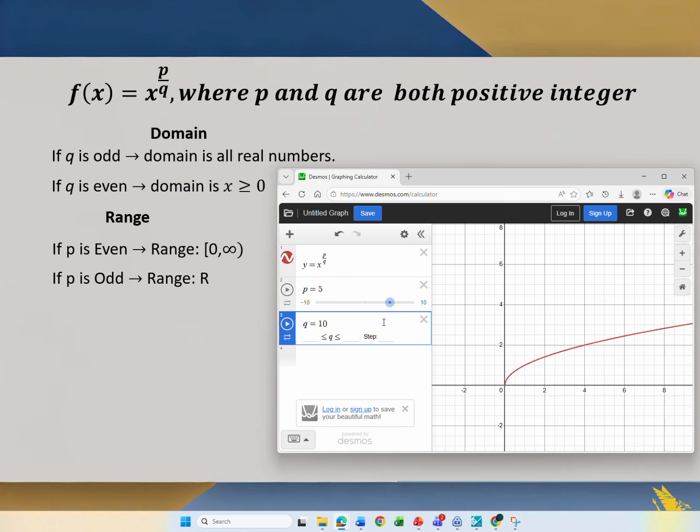Now, the more you do a lot of these graphs, the more you will be able to do it without a calculator and see the patterns. But for these, we need to understand the domain and range, but you will be able to use the CAS calculator to help you graph. So likewise, if I look at my range now, we're focusing on our p-value. So if p is even, let's make p 6.